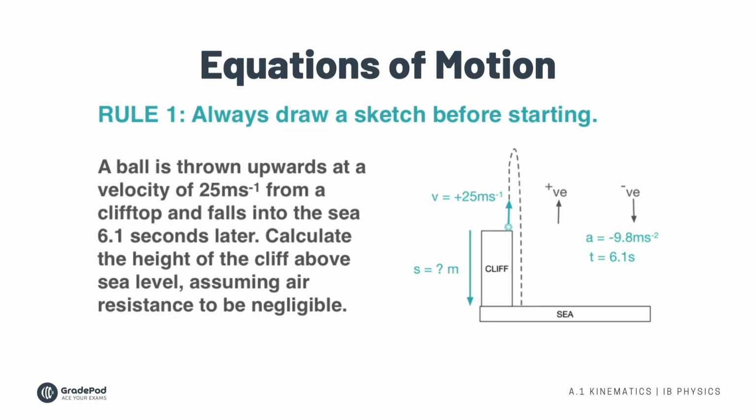A ball is thrown upwards at a velocity of 25 meters per second from a cliff top and falls into the sea 6.1 seconds later. Calculate the height of the cliff above sea level, assuming air resistance to be negligible. Can we use the equations of motion for this? Well, we assume air resistance to be negligible, which means that the acceleration due to gravity will be constant at 9.8 or 9.81 meters per second squared. And we're throwing upwards and it's going to come down again. We can say that it's in a straight line. Yes, we can use the equations of motion.